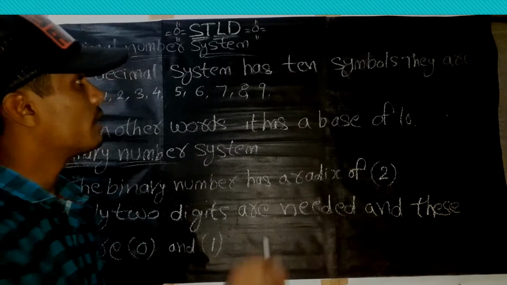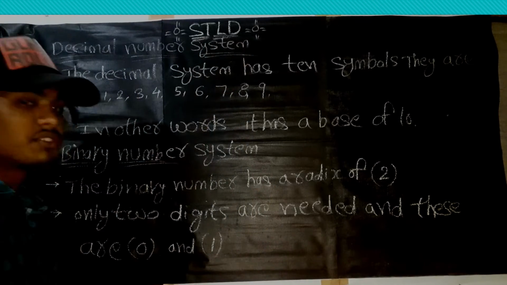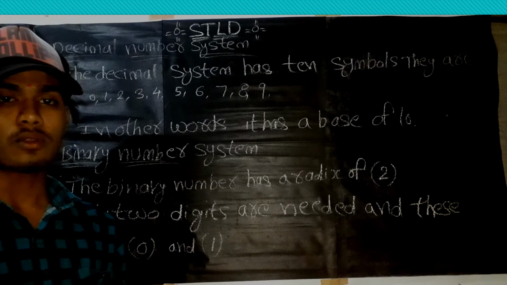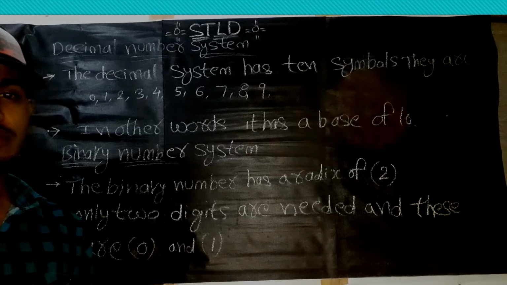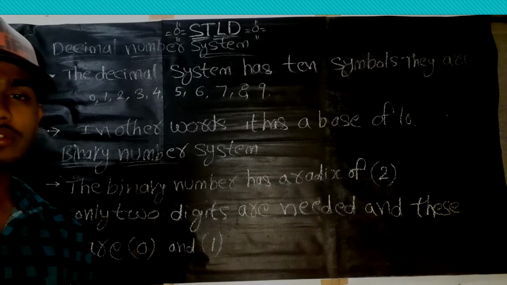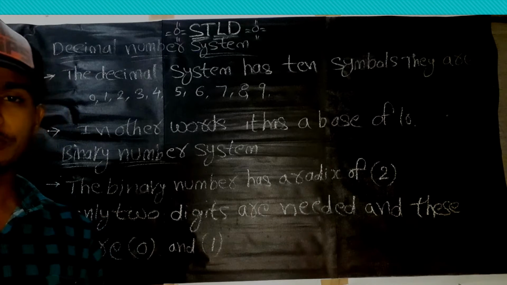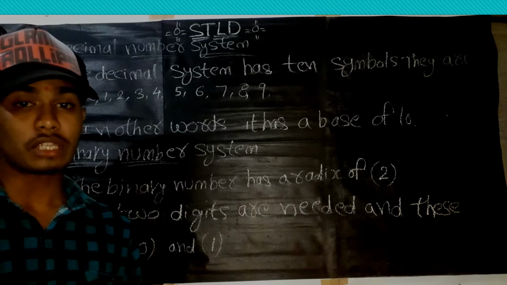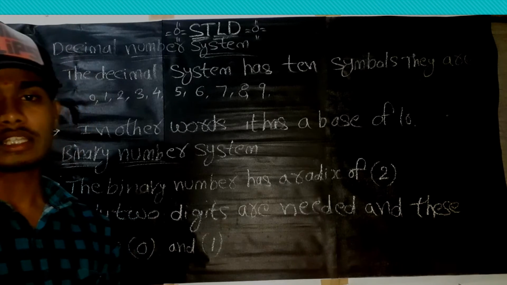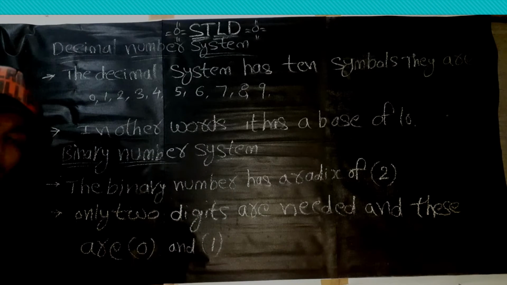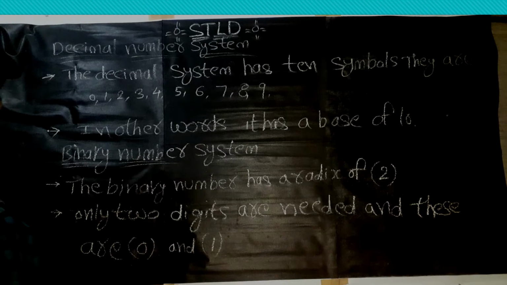Today we discuss the STLE subject, switching theory and logical designing. In this subject, we discuss number systems. A number system is used for counting various items. In modern technology, computers operate and communicate with two digits, that is, the binary number system. In modern computers, they operate with two digits, 0 and 1.